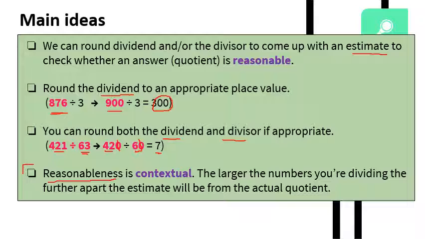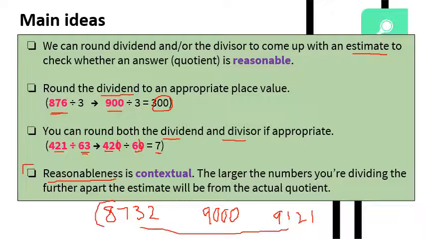So if you're dealing with thousands, let's say the number you've been given is 8,732, and your estimate is 9,000, and the actual answer is, let's say, 9,121. There's not a huge difference between 8,732 and 9,121, relatively speaking, because we're dealing with thousands.